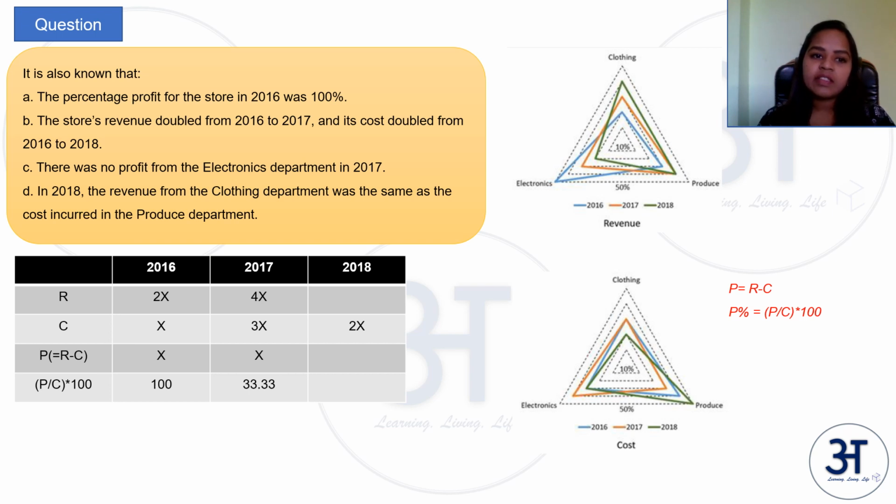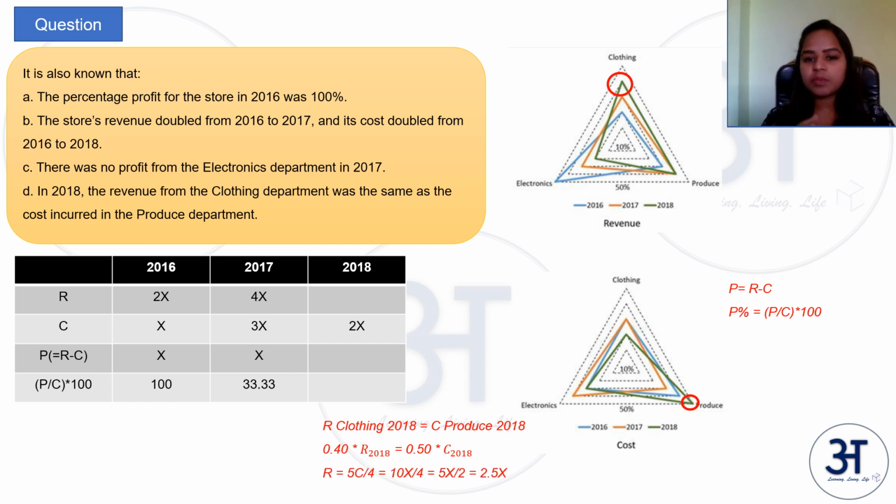In 2018, the revenue from clothing department was same as the cost incurred in produce department. So 2018 is again a green triangle. So here revenue of clothing is equal to cost of produce. So let us look at these two things. So revenue of clothing is on the 40% triangle. So that will be 0.4 into revenue of 2018. Similarly for produce, it is on the 50% triangle. So it is 0.5 into cost of 2018.